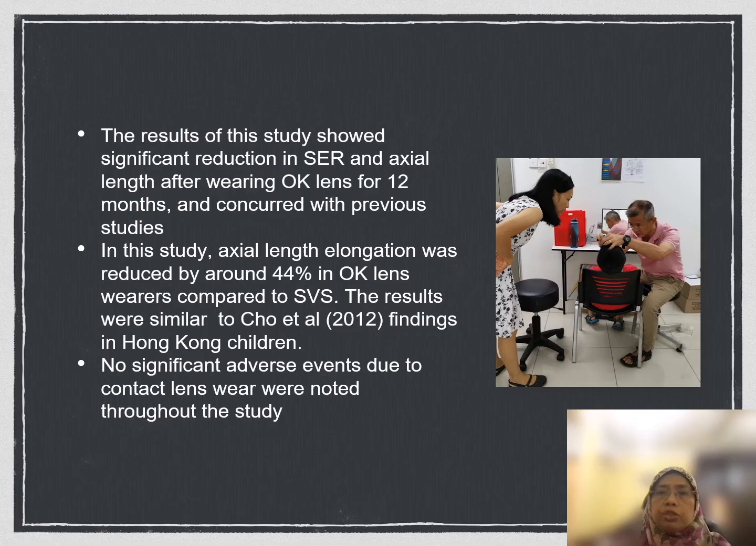Discussion and conclusion. The results of this study showed significant reduction in spherical equivalent and axial length after wearing Orthoke lens for 12 months, which concurred with previous studies. In this study, axial length elongation was reduced by around 44% in Orthoke lens wearers compared to single vision spectacles, and the results were similar to earlier findings in Hong Kong children. No significant adverse events were noted due to contact lens wear throughout this study.